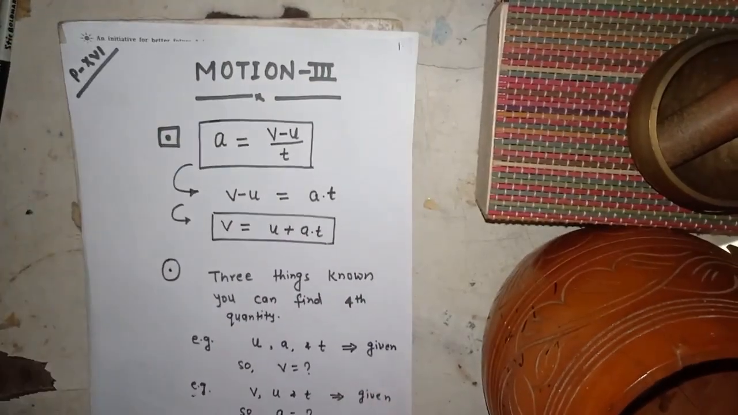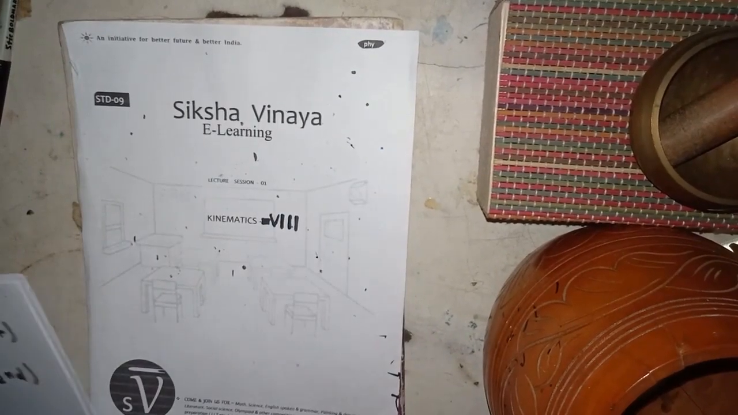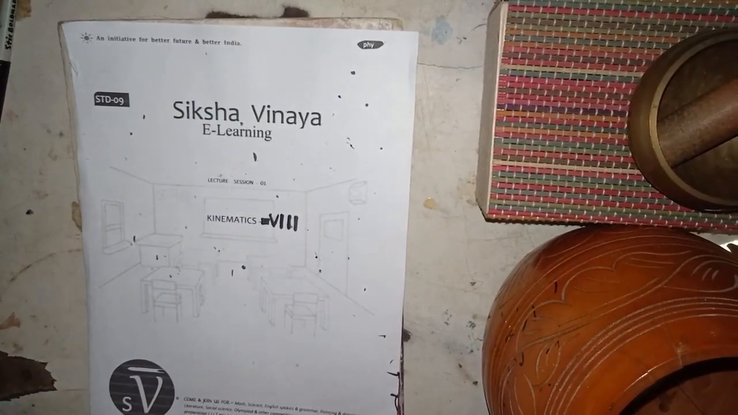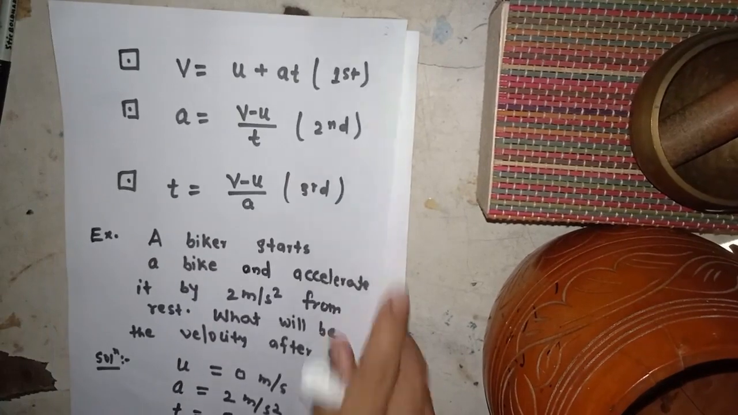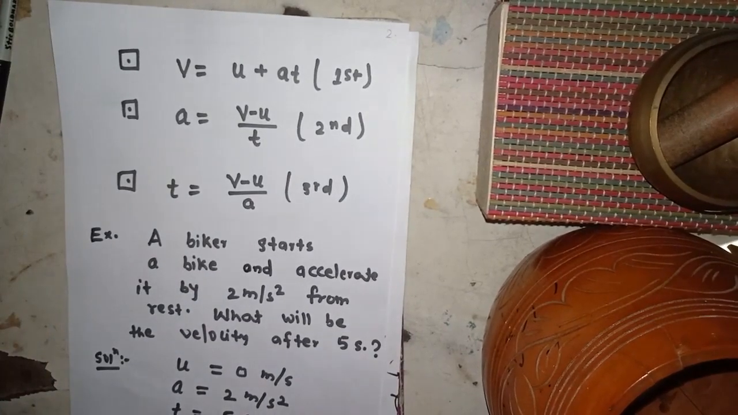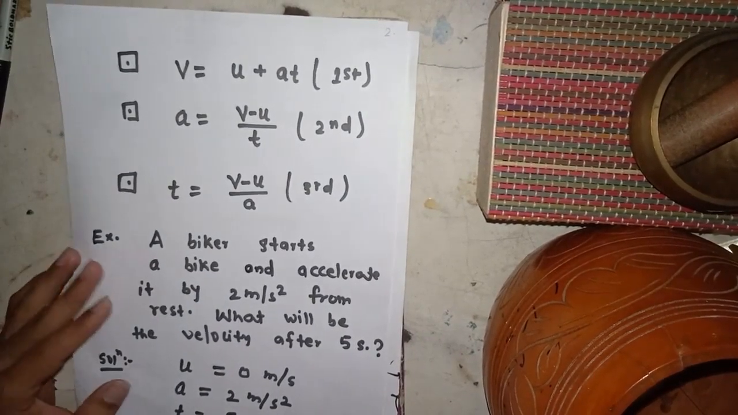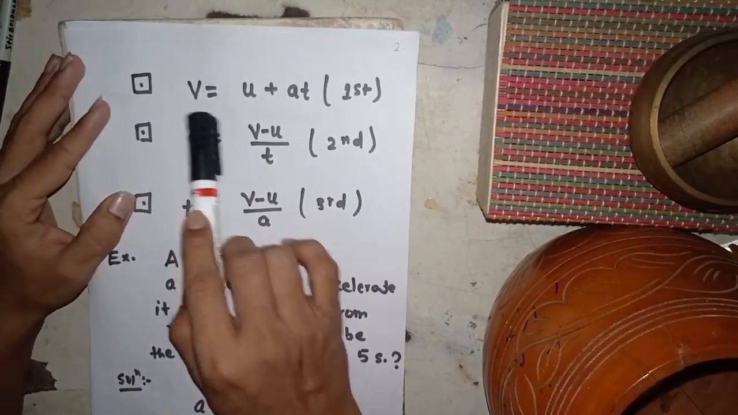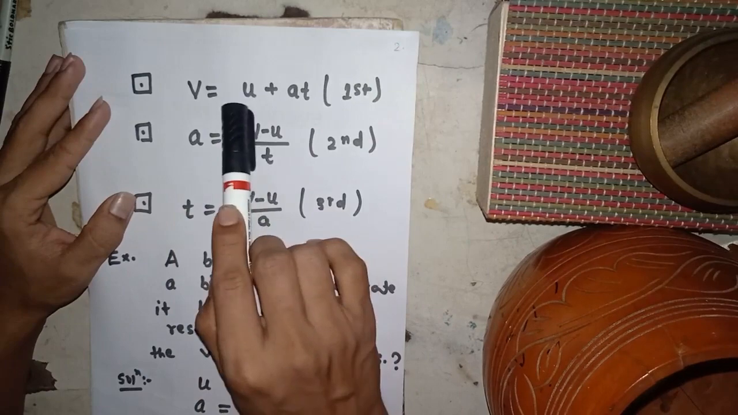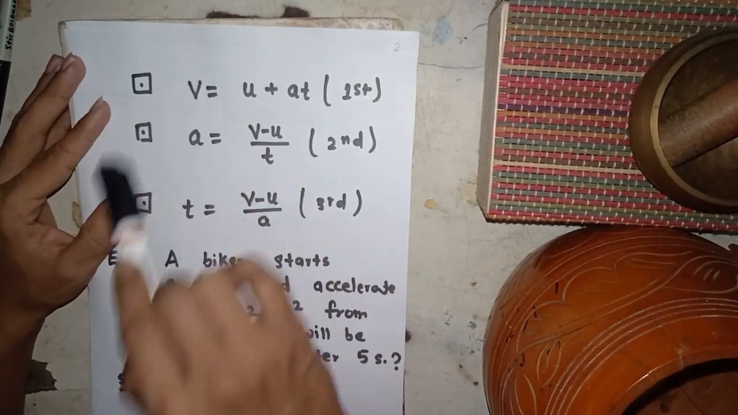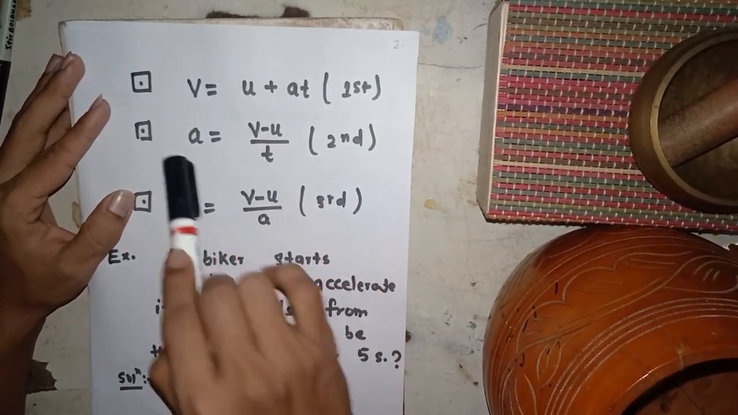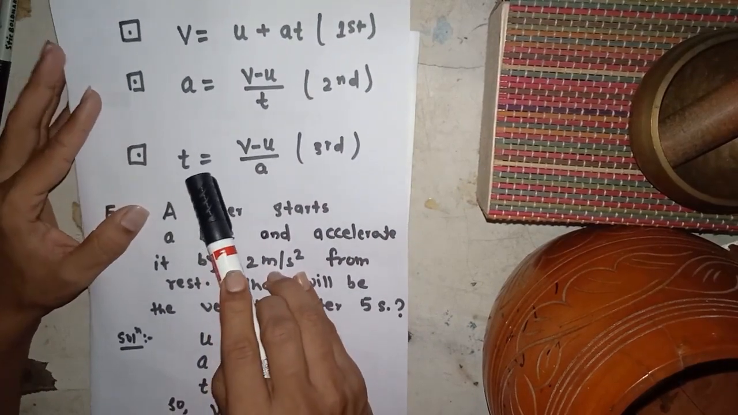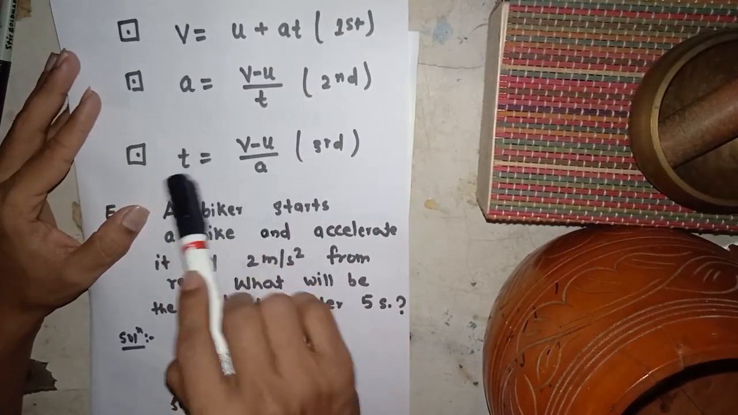Now, if you have tried, you must have got these relations. v is equal to u plus at: in terms of u, a and t, v can be known. In terms of v, u, t, a can be known. And in terms of v, u, a, t can be known.